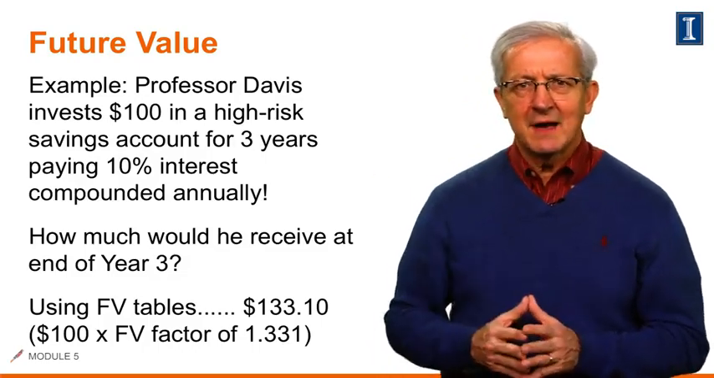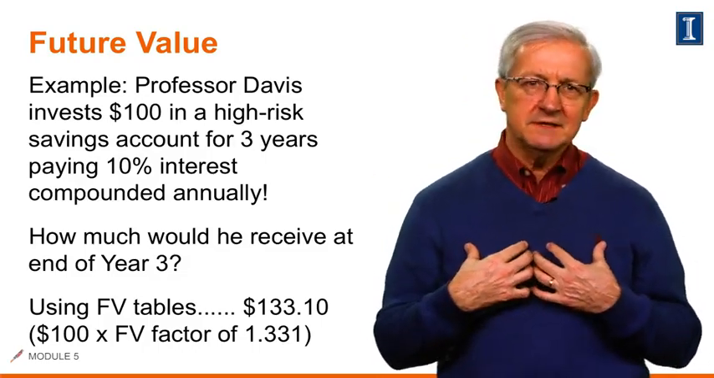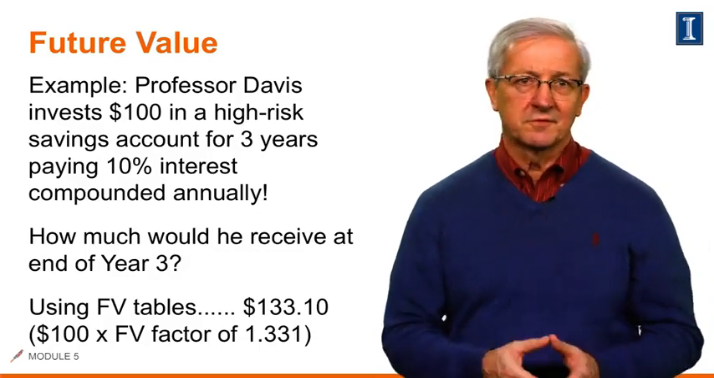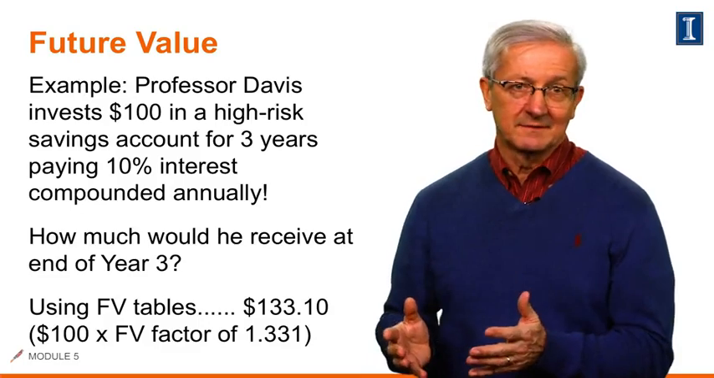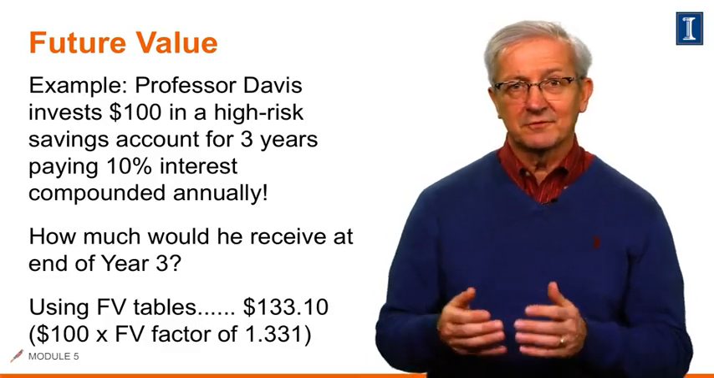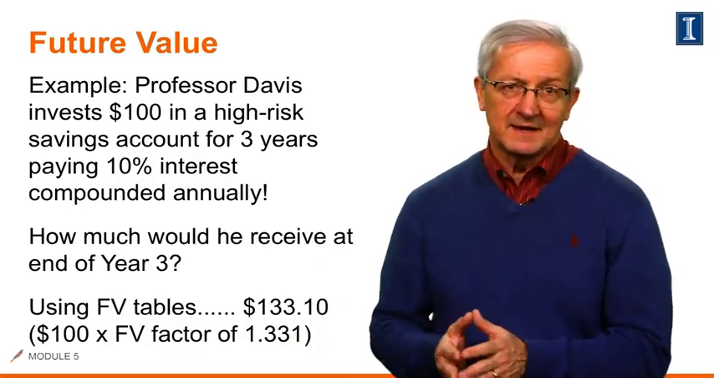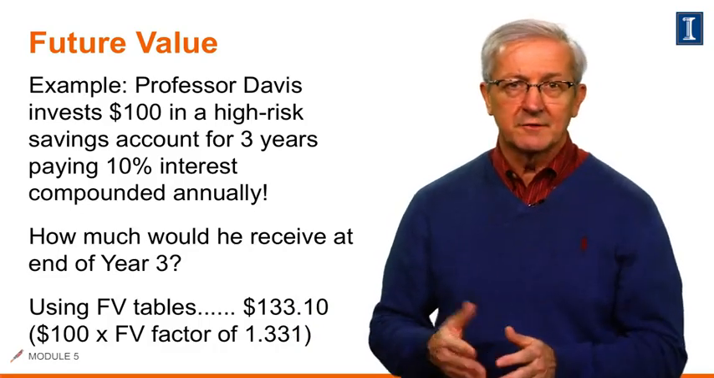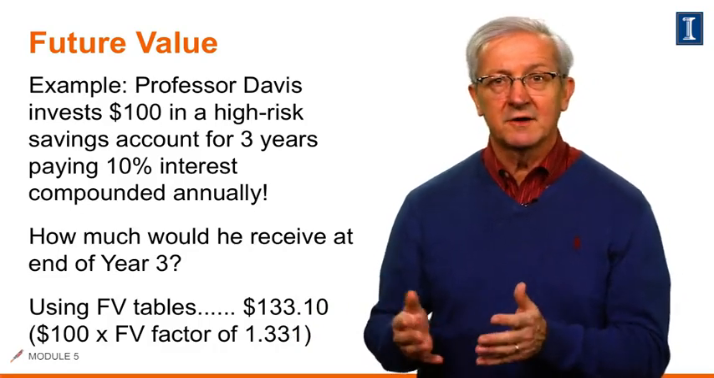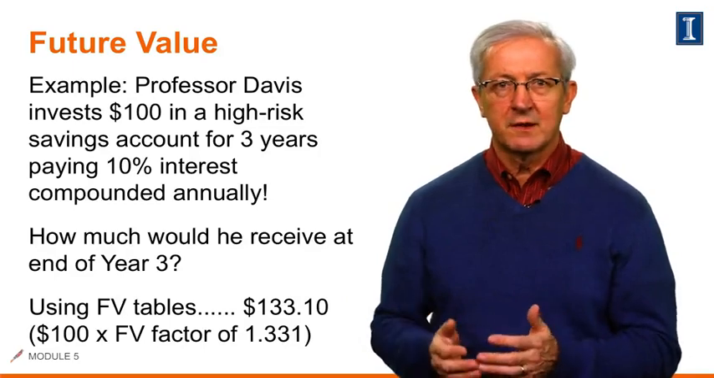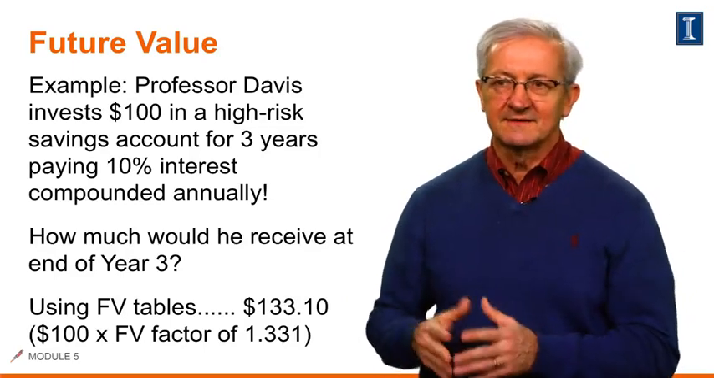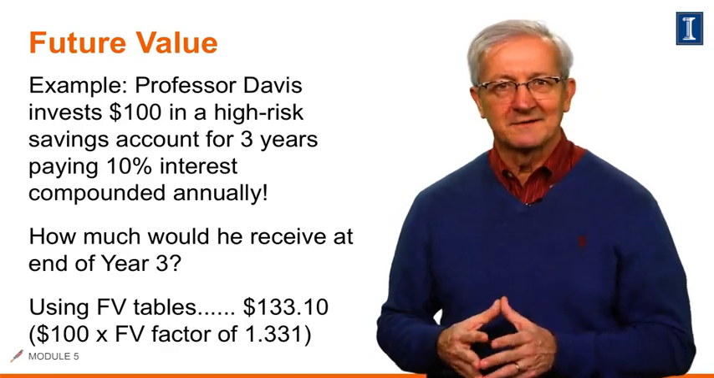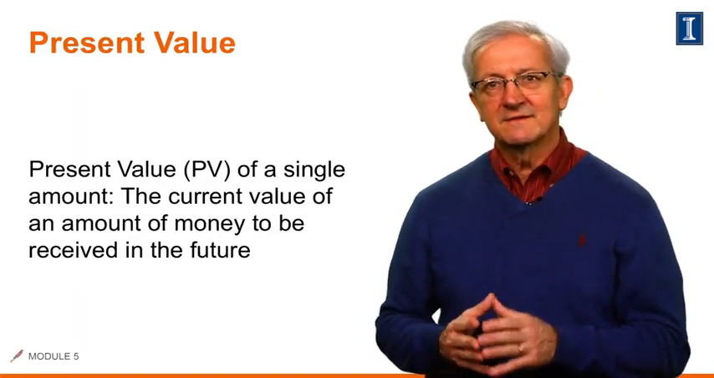So in this example, how much would I have after 3 years if I invest $100 for 3 years at an annual compounded rate of 10%? For the previous example, as well as for using your future value tables, which can be found online or in our textbook, basically take $100 times 1.331, which is the future value factor, and that gets you the $133.10 that we saw in that prior example. Next, let's look at present value.